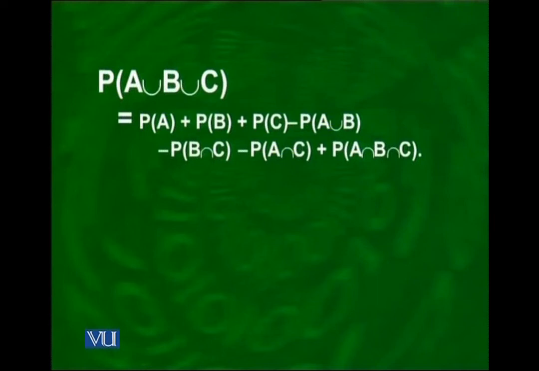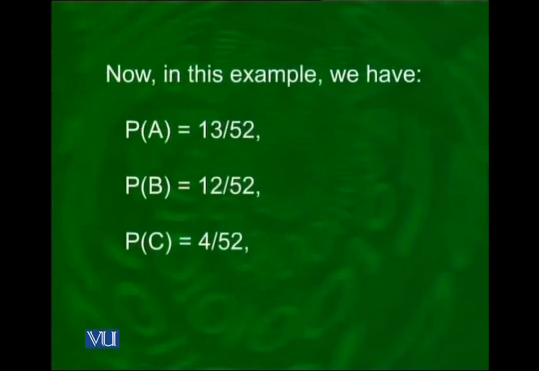Now, in order to apply this formula, we need to find probability of A, probability of B, and all these other probabilities that we have in the right-hand side of this equation. So, first of all, what is probability of A? It is equal to 13 over 52, the reason being that A represents the event that the card is a card of diamond. And as you all know, there are 13 cards of diamond in a deck of cards. And therefore, according to the simple formula M over N, the probability of getting a diamond is equal to 13 over 52. B represents the event that the card is a face card, Jack, Queen and King.